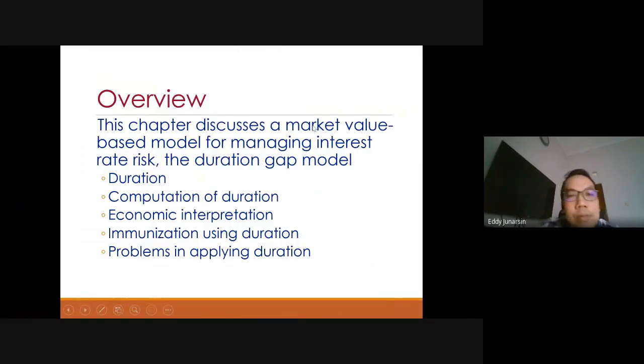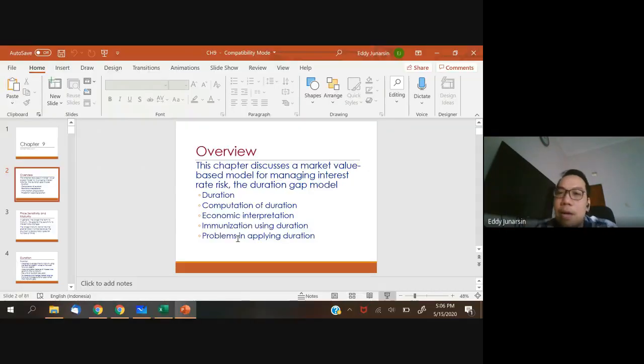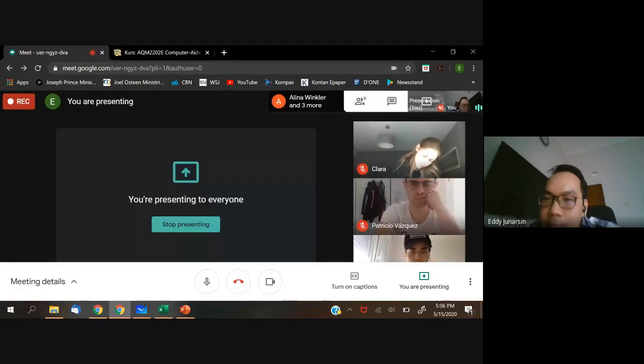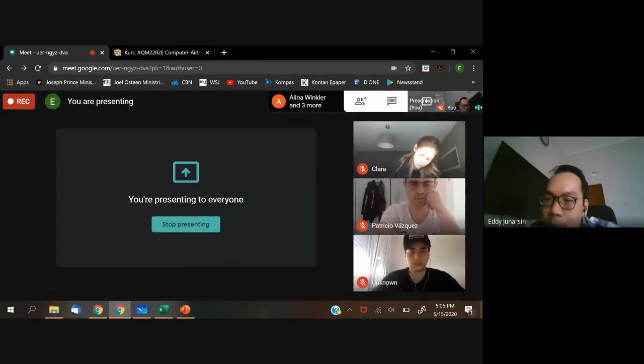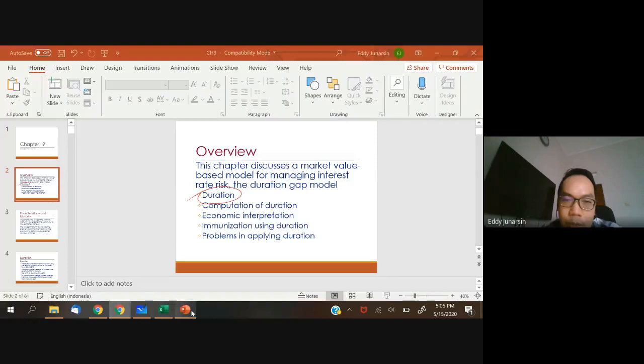the duration method, right? This is a method officiated by the BCBS. In the previous chapter, we saw the repricing gap model. That is an internal model, not an official model regulated by the BCBS. But this one, the duration method, is the official model to measure the interest rate risk. Right? So let's go into it.